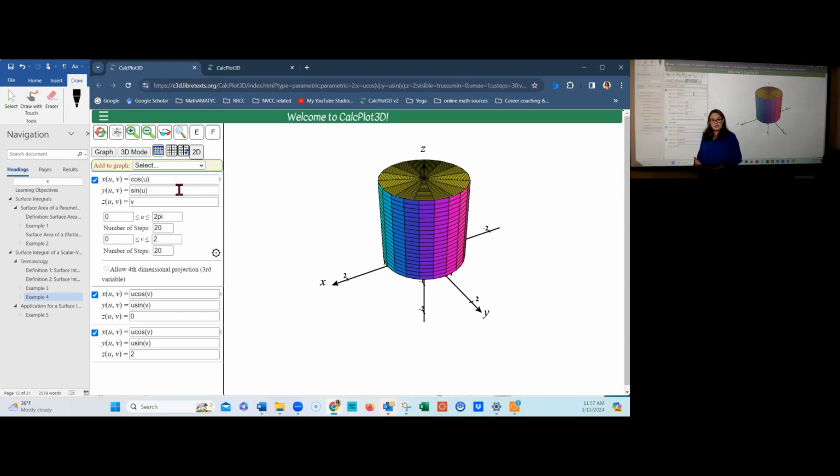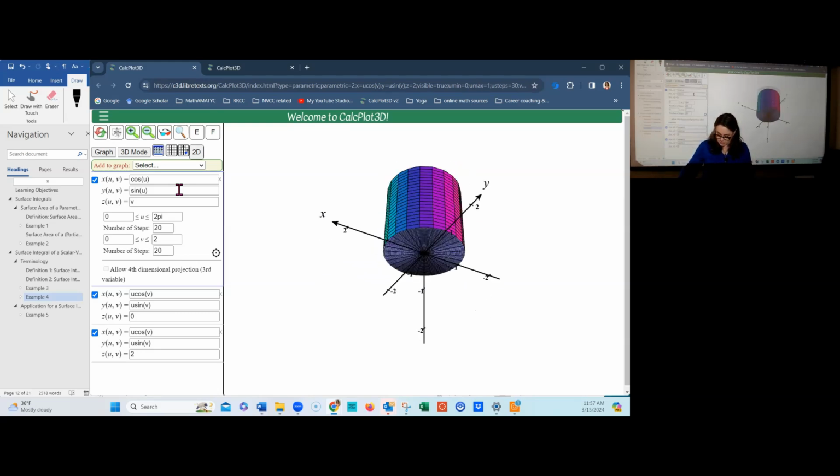The parameterization for the bottom is actually identically the same. The only difference is that the z value is 0 because the bottom of this is down there in the XY plane. So if we rotate up, you can see the bottom there.